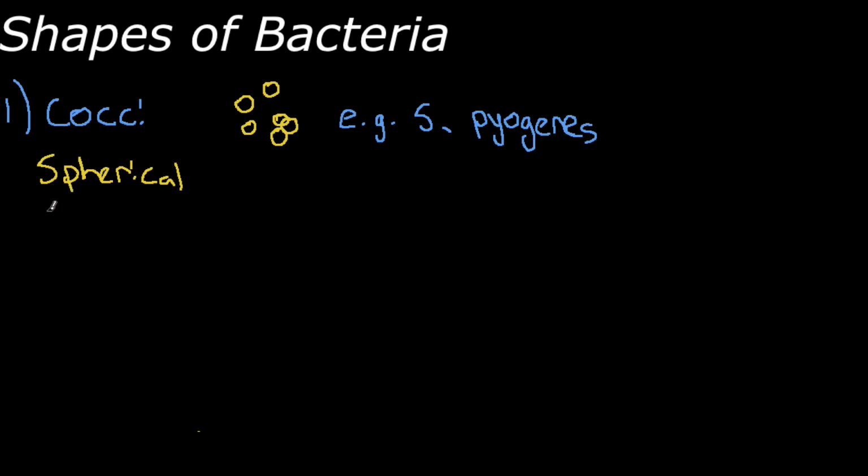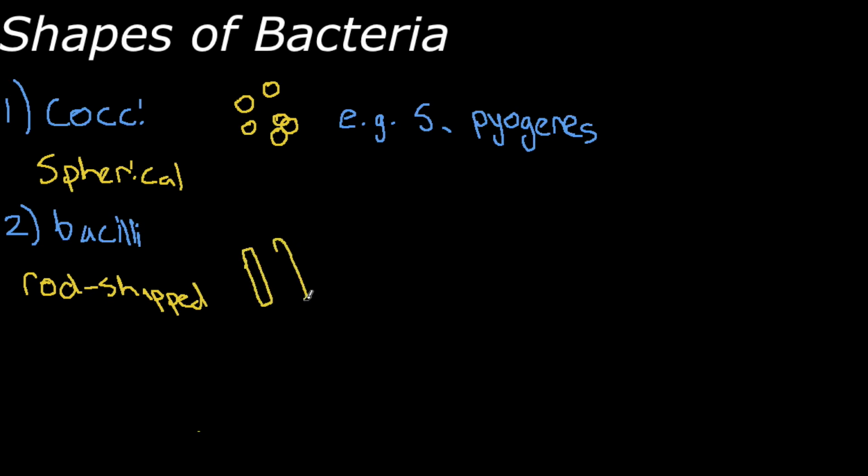Our second shape is bacilli. And bacilli is different than cocci because they are actually rod-shaped. So rather than looking like a sphere, they're actually going to look something like this. They're a bit more curved on the edges. If you look at some pictures, they're a bit more curved like that. And a very common example, and one you probably have heard of before already, is E. coli. So that takes the shape of bacilli.